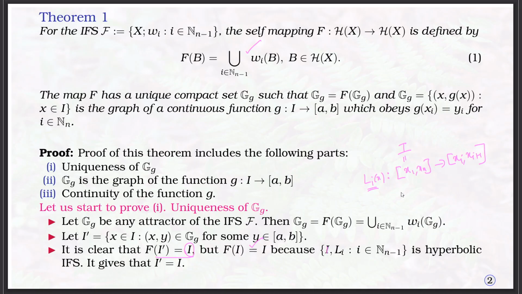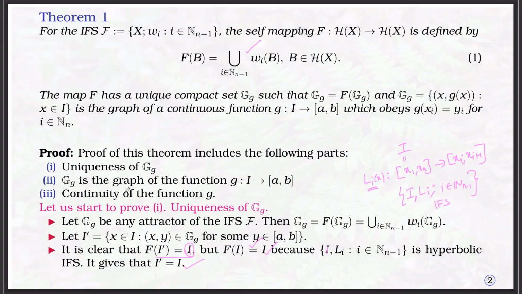Therefore this L_i on I, for all i belongs to n minus 1, will form the iterated function system. Then this iterated function system has a unique attractor, and that attractor is I. Now we have taken I dash as another point which satisfies this, therefore we obtained f of I dash is also I, because any point taken converges to the attractor I. Therefore one can understand that I and I dash both are the same.